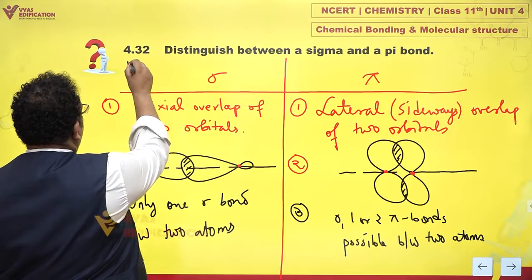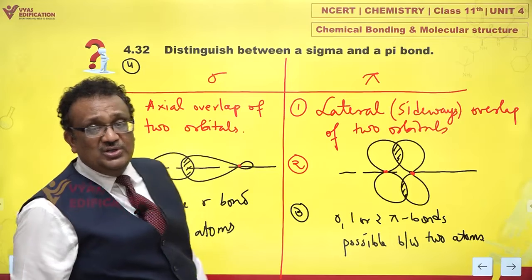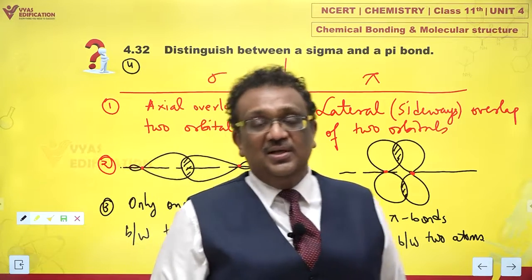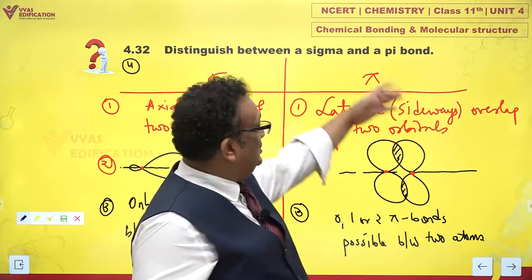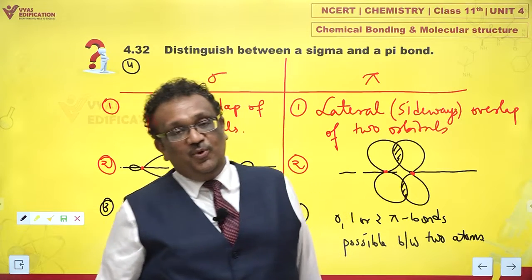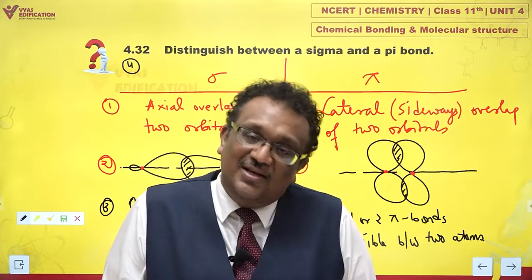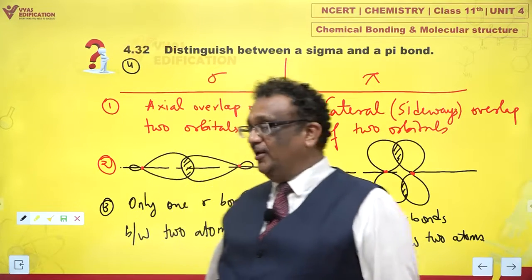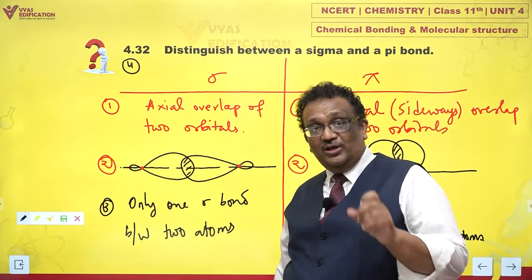Fourth, a very much better point is sigma bonds are stronger than pi bonds. And by contrast, pi bonds are weaker than corresponding sigma bonds. That is the fourth point. The fifth point I can tell you. I can also tell you a very solid sixth point.